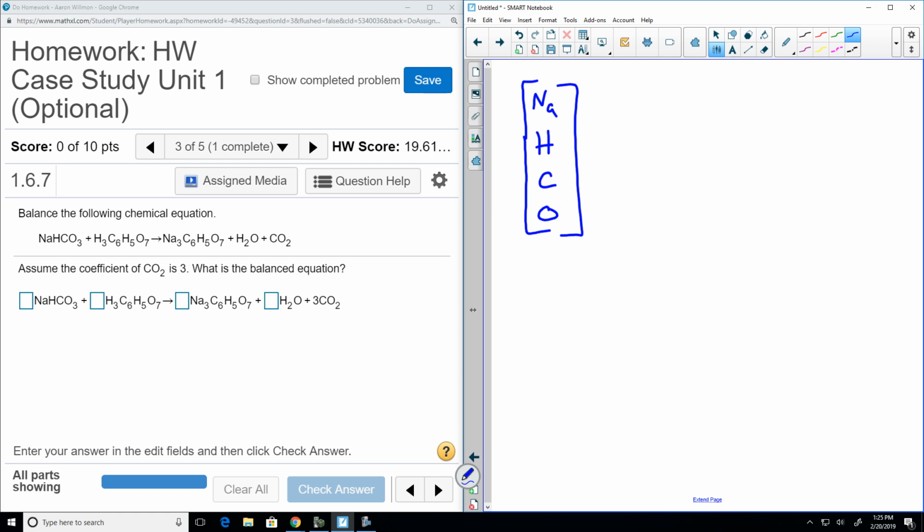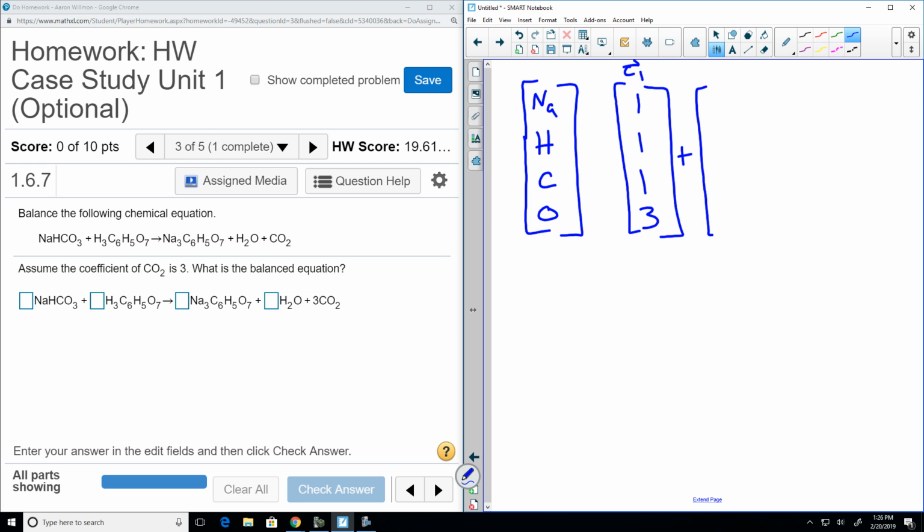So let's say the first compound has 1 Na, it has 1 hydrogen, it has 1 carbon, and it has 3 oxygen. Does everybody agree? We'll call this C1. Compound 1, okay? And it's a vector. Vector C1. Plus the second compound.